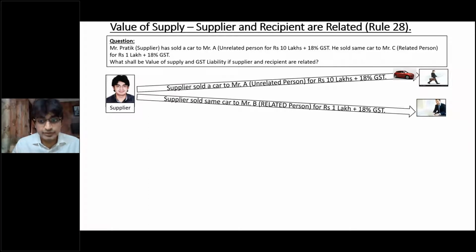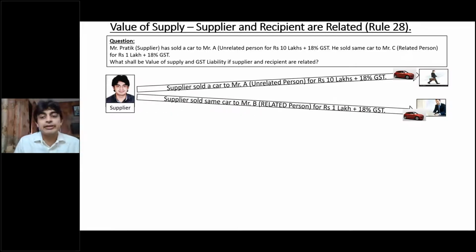But see this. I have sold the same car to Mr. B, related, for how much? 1 lakh. Now, what will be the value of supply? Can I say, I've sold for 1 lakh, so GST shall be applicable on 1 lakh? Can I say that? No, because this time supplier and recipient are related. So what will happen?